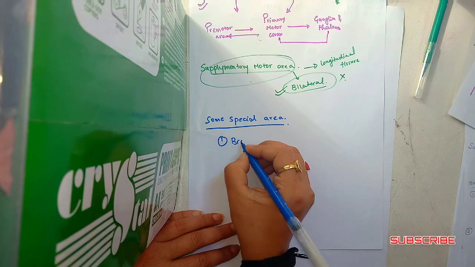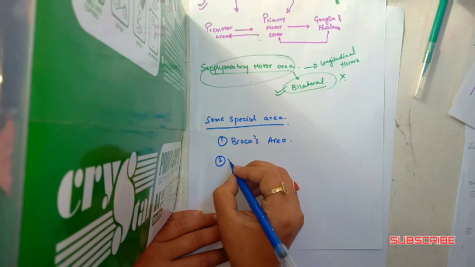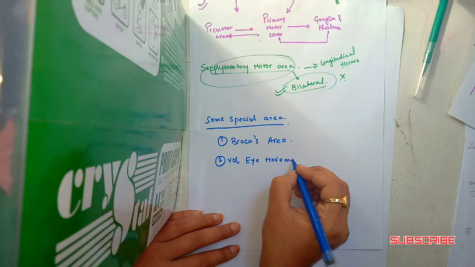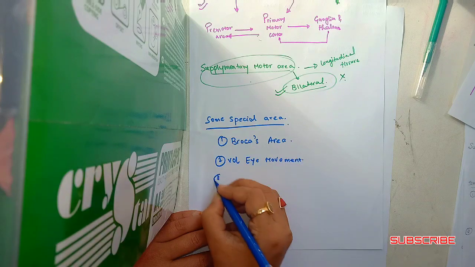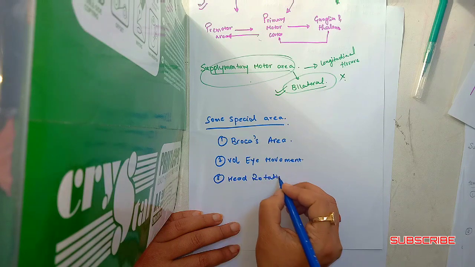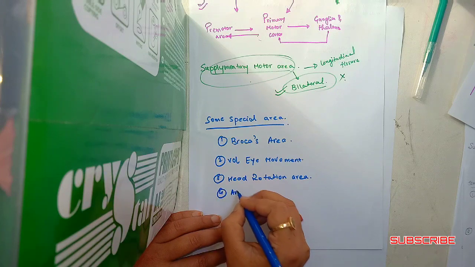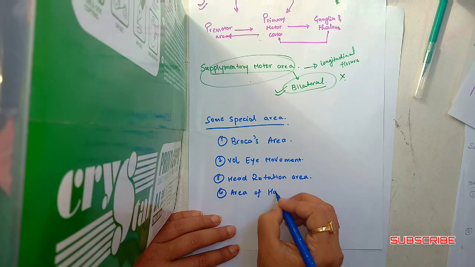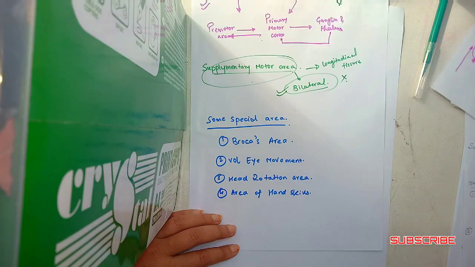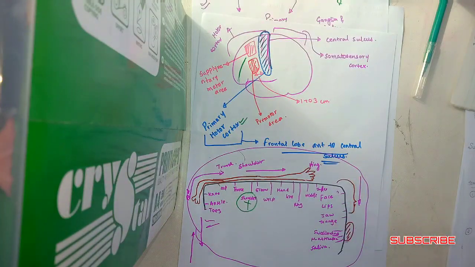First, Broca's area. Second, voluntary eye movement. Third, head rotation area. And fourth, area of hand skills. So let's come to our first diagram.